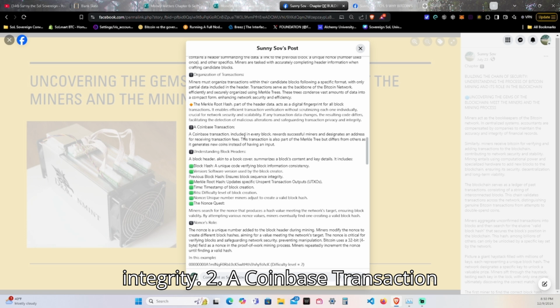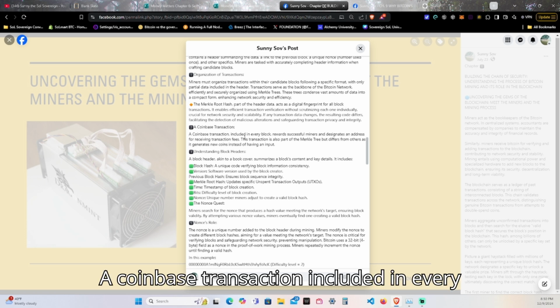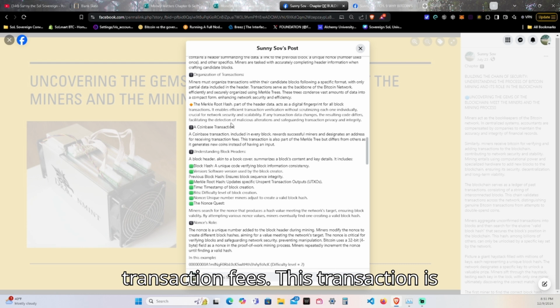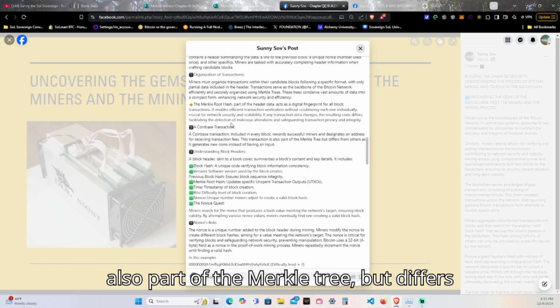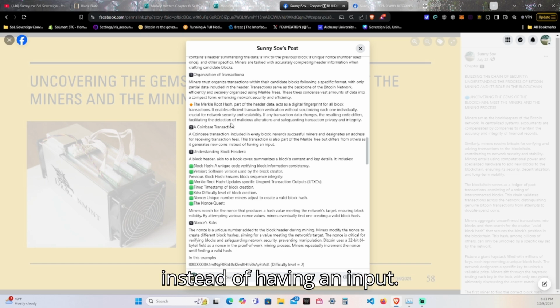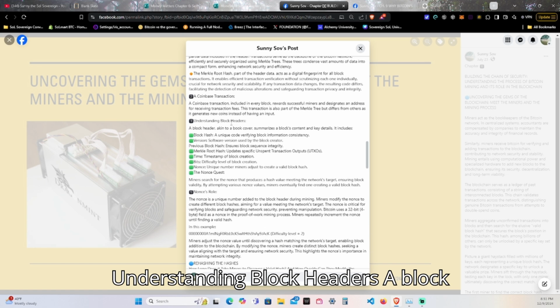2. A Coinbase transaction. A Coinbase transaction included in every block rewards successful miners and designates an address for receiving transaction fees. This transaction is also part of the Merkle tree, but differs from others as it generates new coins instead of having an input. Understanding block headers.